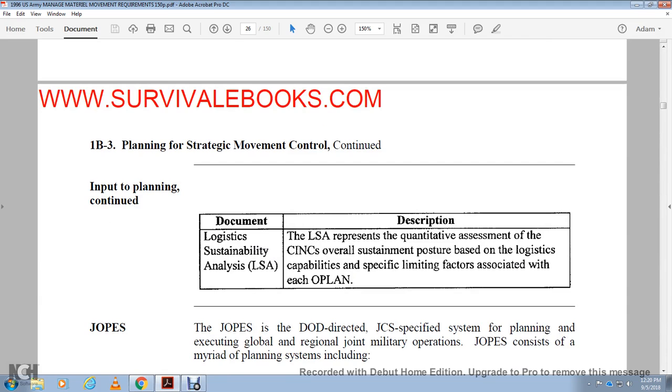Logistics sustainability analysis. Logistics sustainability analysis represents the quantitative assessment of the Joint Chiefs' overall sustainment posture based on logistic capability, with specific limiting factors associated with the operational plan.